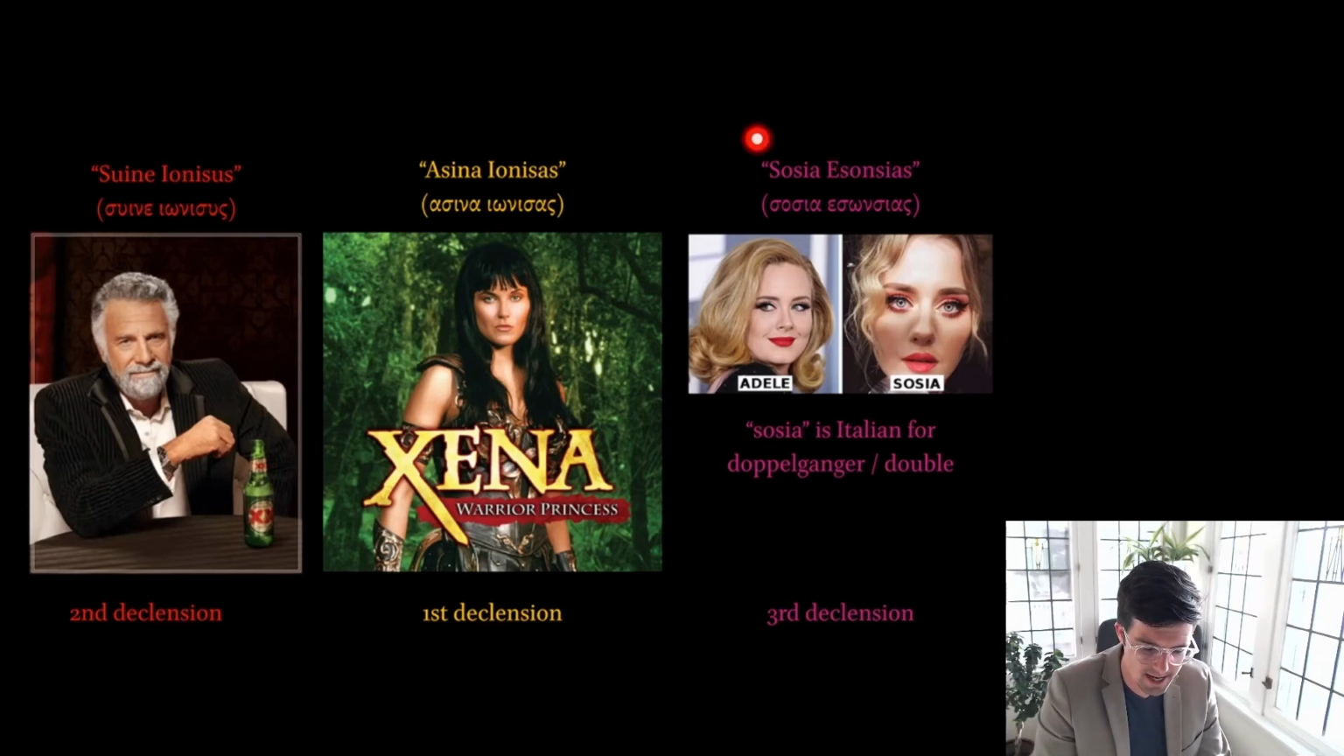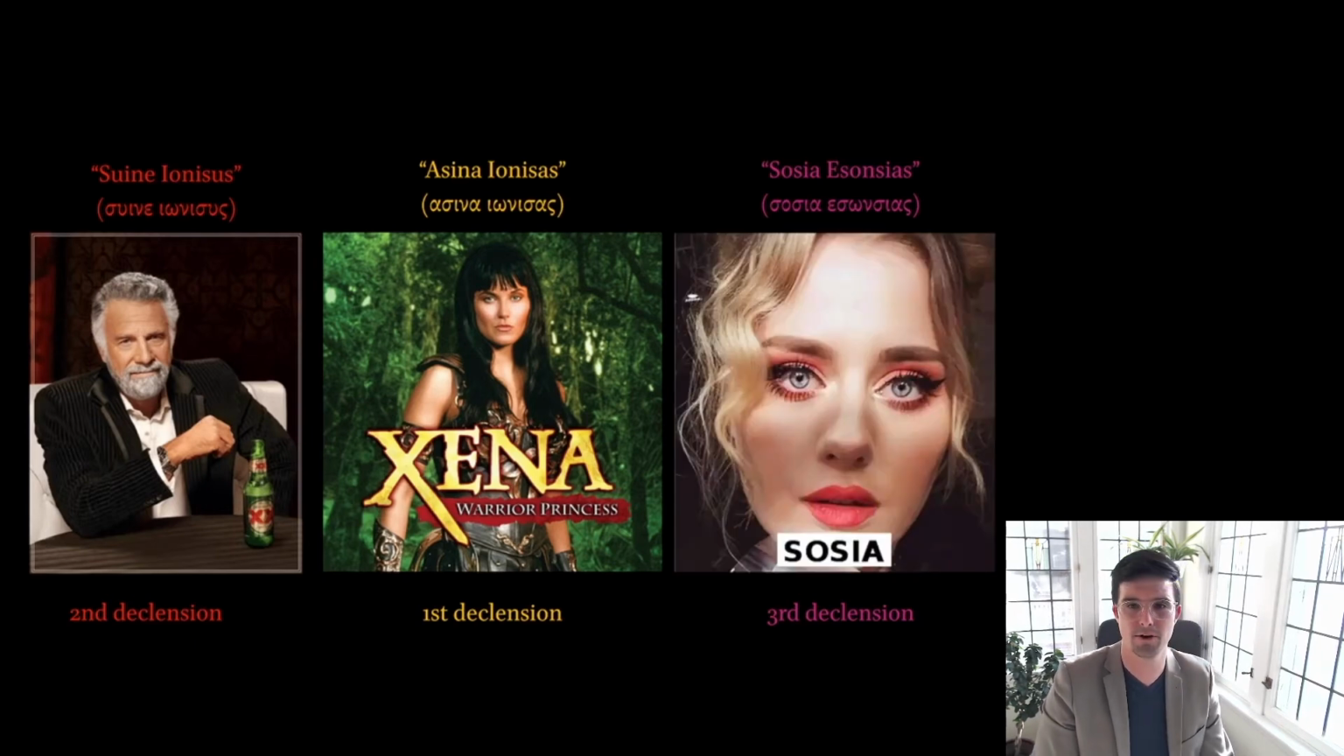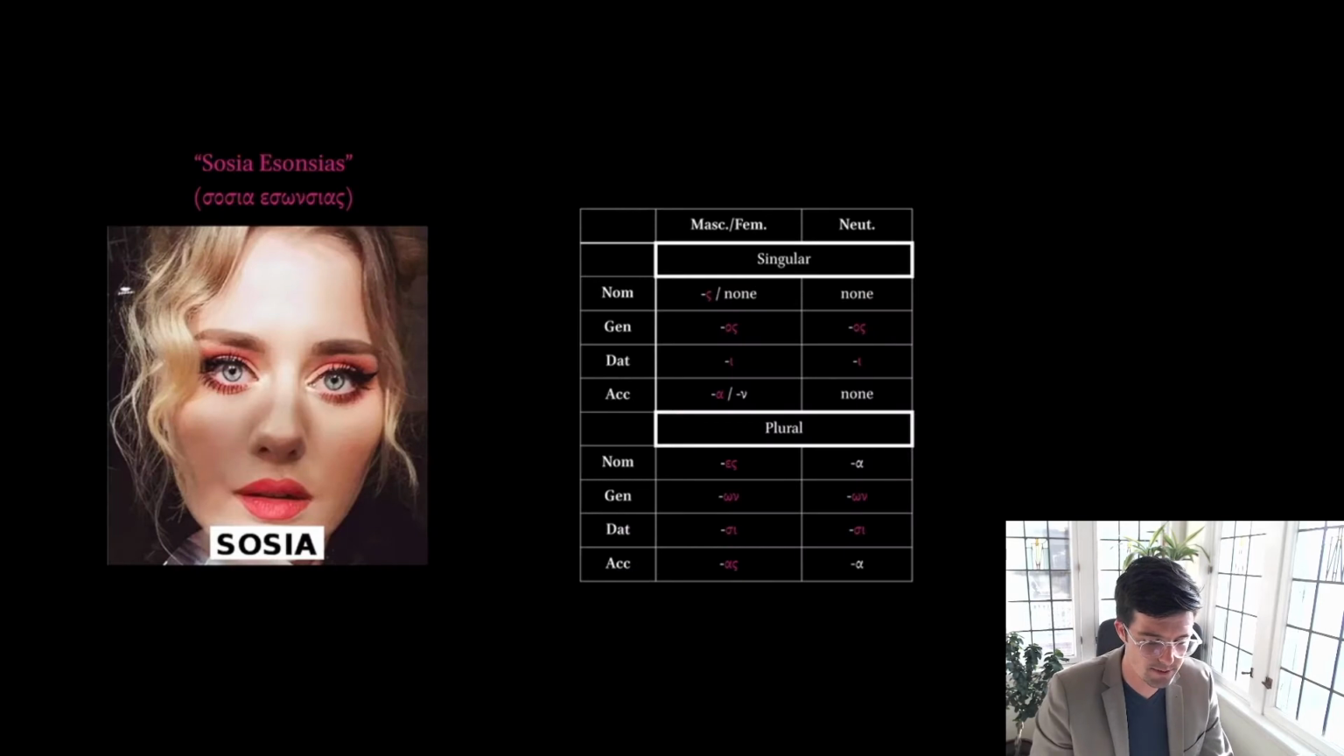But Sosia is going to be this woman here. And to put just her face to take Adele away, this is what it looks like. And notice how her lipstick and her eyeshadow matches our color here. This is one of the reasons I have chosen her for our image. And the way that this works out is that Sosia Esonsias roughly matches up or roughly corresponds to some of our endings of the third declension.